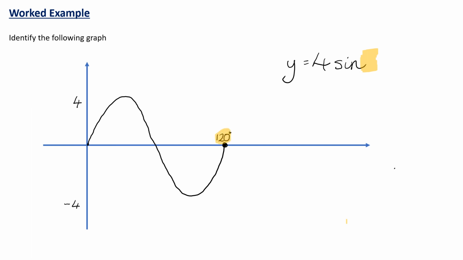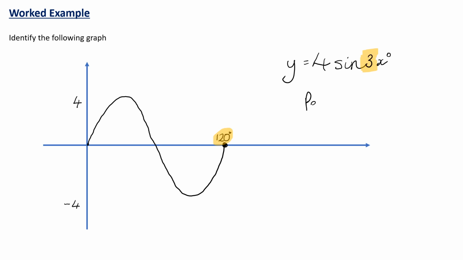And I've only got 120. I know that one revolution finishes after 120 degrees. Therefore, in the next 120 degrees, 240, I would have 2 revolutions. And then in another 120 degrees, I would have my third revolution. So therefore, it would be 4 sine 3x.